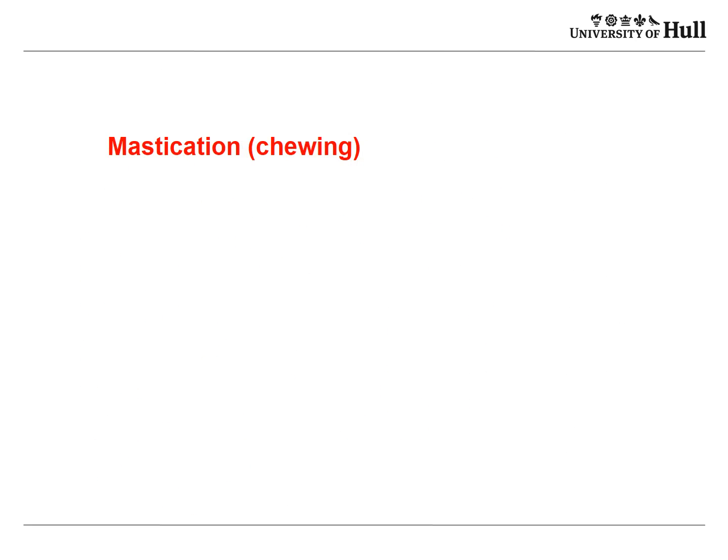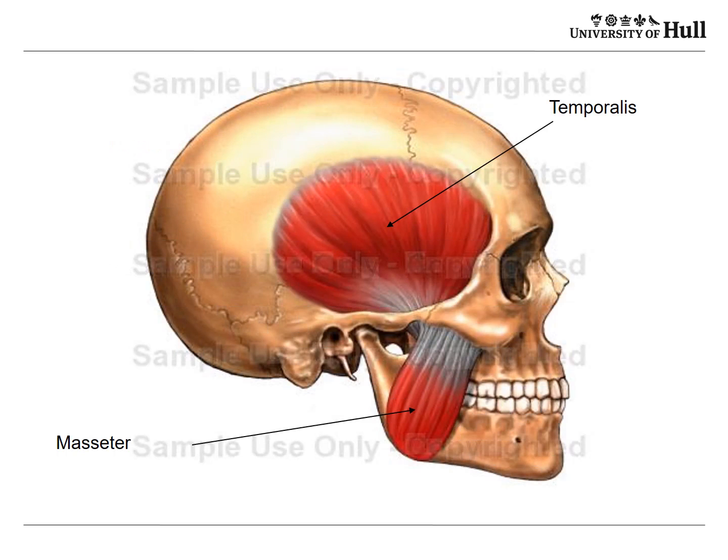Mastication or chewing is enabled by the muscles of mastication. These are the temporalis muscle and the masseter muscle. And here you can see the temporalis muscle and the masseter muscle. The masseter muscle is a very strong muscle which enables the movement of the bottom jaw up and down in the chewing of food.